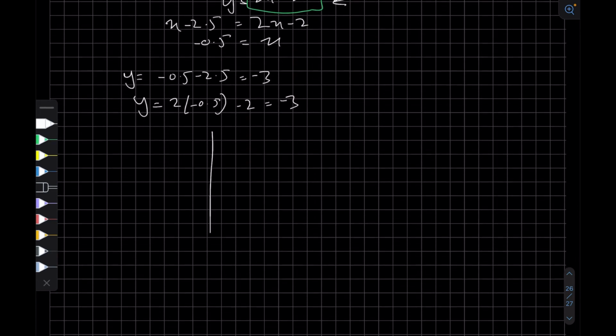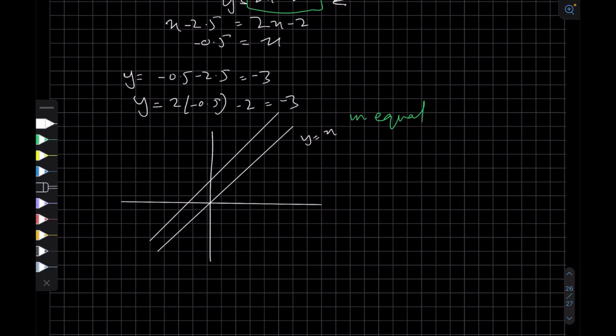One thing to notice is that not all lines will intersect. If two lines have the same gradient, so if m is equal, then those lines are parallel and hence they won't intersect. So if this is y equals x, this would be y equals x plus 1. Remembering that the plus c is simply shifting it up or down, and hence since there's no change in the slope, these will never meet. So if m is equal, then they are parallel and they never intersect.